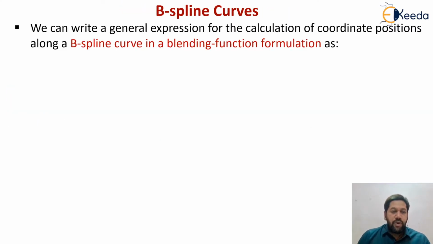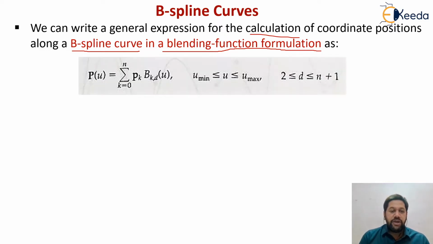Now we can write a general expression for the calculation of coordinate position along a B-spline curve in a blending function formulation. So we are now considering the blending function formula of the B-spline curve, as we have already considered for the Bezier curve. Let us understand the formula.